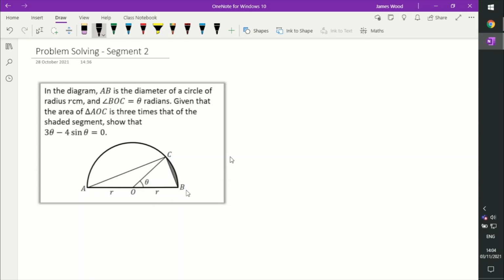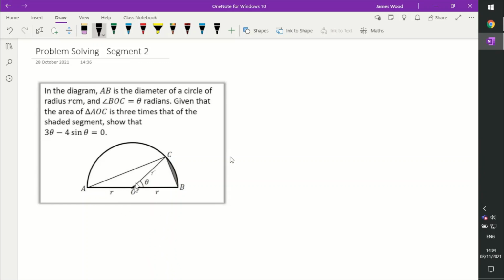So AB is the diameter of the circle, and the radius is r. And BOC is theta, so yes, this angle they've marked in here is theta. Given the area of AOC, so that's this triangle here, is 3 times that of the shaded segment, show that this is true. Well, I think before we go any further, something that we can do is label this length here. If this is the center of the circle, then O to C, that must be a radius as well. So this length here is also going to be r. I think that's going to be useful.